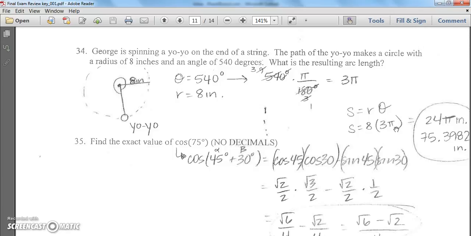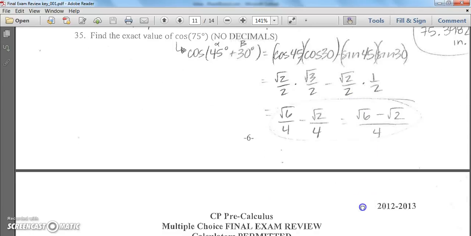Cosine of 75 degrees. You split it up. Now, I split it up with addition here. You don't have to. But I did. I did 45 plus 30. There's my alpha. There's my beta. Straight formula. And then unit circle.